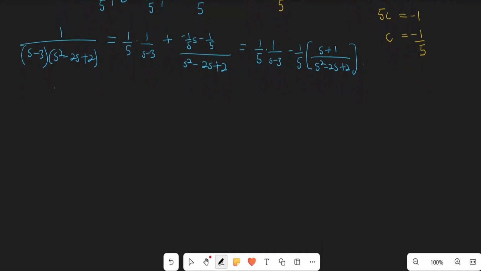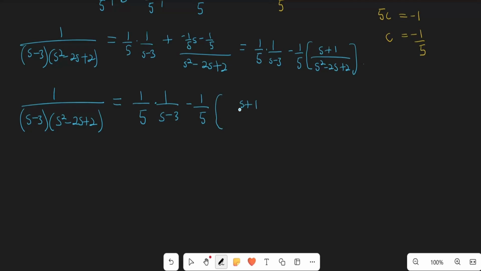Cool stuff. So that means that 1 all over s minus 3 multiplied by s squared minus 2s plus 2 is equal to 1 over 5 into 1 over s minus 3, minus 1 over 5, and then we are going to have this: s plus 1 divided by the denominator, which can be written as s minus 1 all squared plus 1, as already demonstrated earlier on. And this is how the denominator can also be written. So this is what we have.